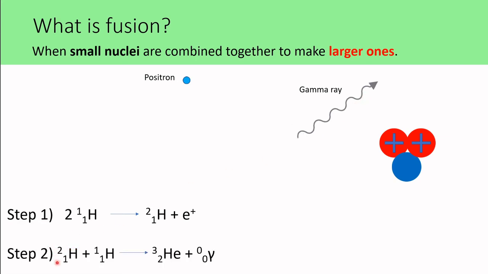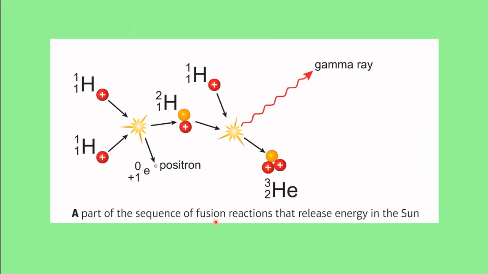So in step two, we take our 2,1 hydrogen, we smash it with another proton, and we now get helium this time, 3,2, and a gamma ray. And once again, charge is conserved at each stage, as well as the total mass. So this is another diagram of what's actually going on there. So you have your two protons colliding first, then a third proton coming in, and eventually we end up with a gamma ray and helium.